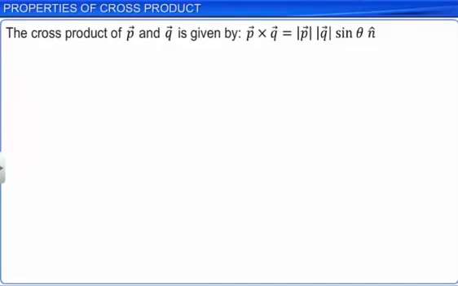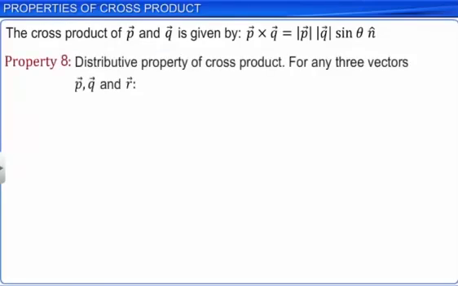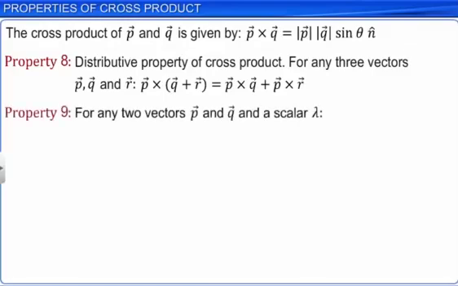Vector product is distributive over addition. Thus, for any three vectors p, q and r, the cross product of vector p with the sum of vectors q and r is equal to the sum of the cross products of vectors p and q and vectors p and r. We also have that the cross product of vectors p and q multiplied by a scalar lambda is equal to lambda into vector p cross vector q or vector p cross lambda into vector q.